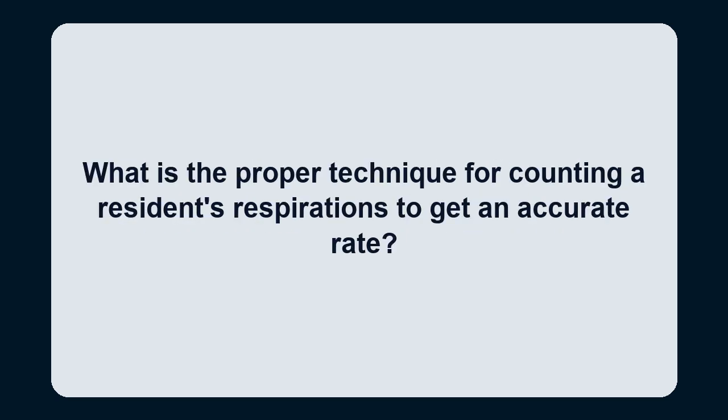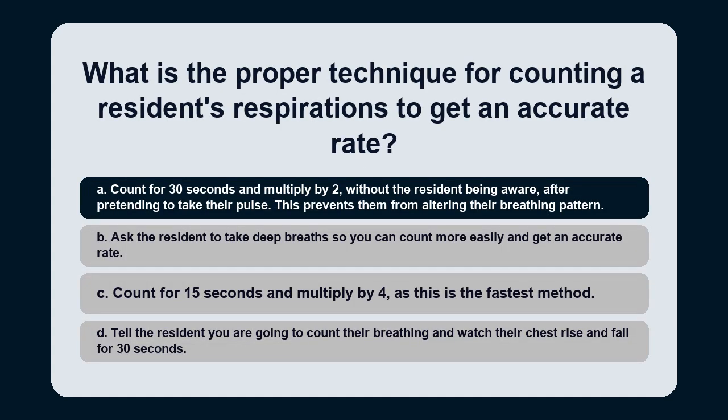Question 4. What is the proper technique for counting a resident's respirations to get an accurate rate? Option A. Count for 30 seconds and multiply by 2, without the resident being aware, after pretending to take their pulse. This prevents them from altering their breathing pattern.